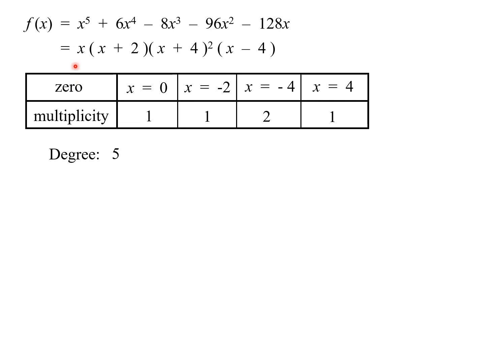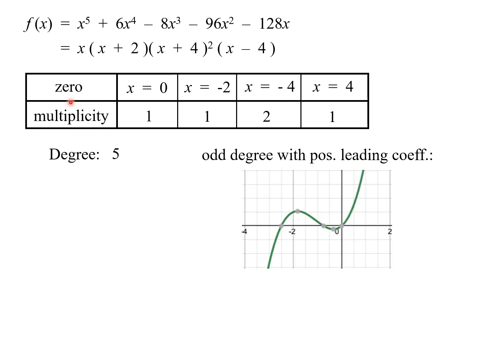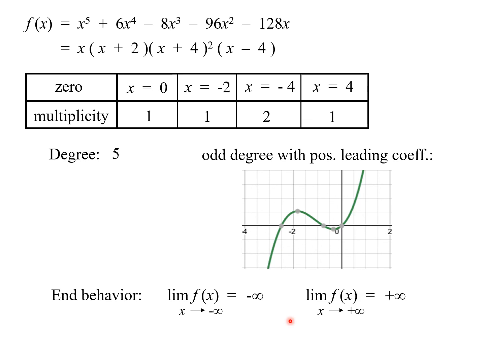And we can see that it has a positive leading coefficient, in this case positive 1. So the general shape of the graph is going to look like this. Okay. We know the end behavior now. The end behavior is as x goes to negative infinity, the function goes to negative infinity, and as x goes to positive infinity, the function goes to positive infinity. So it's going to be of this general shape.